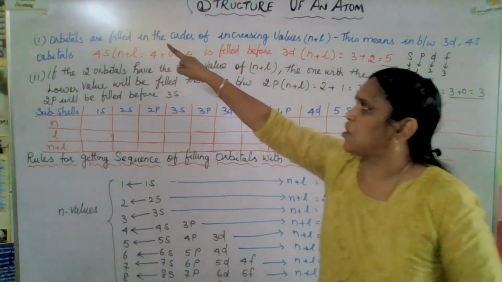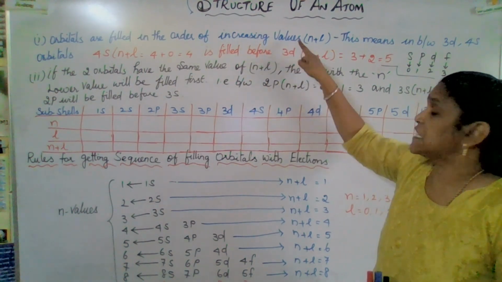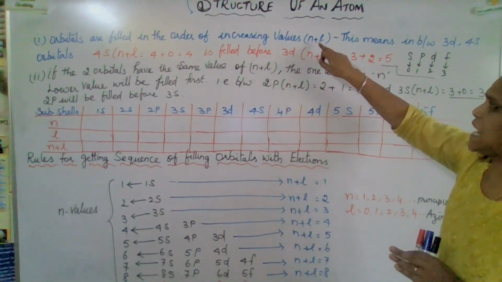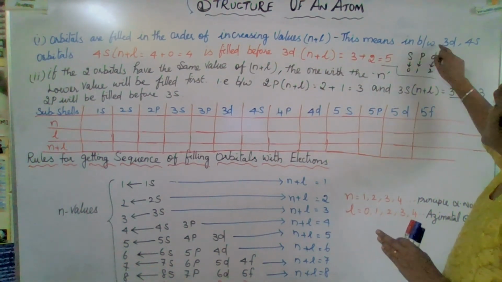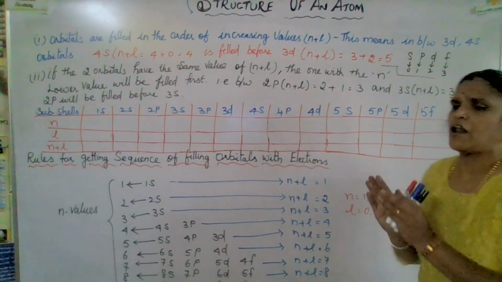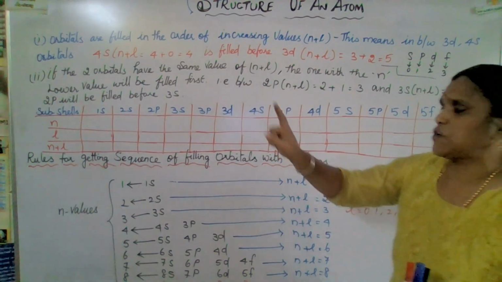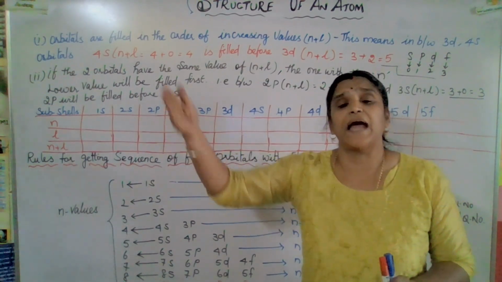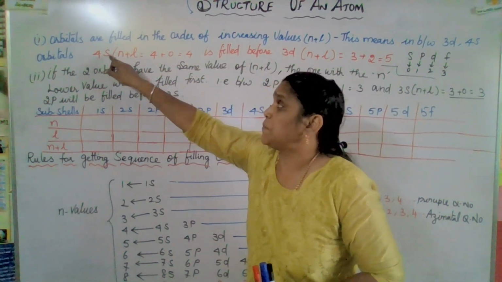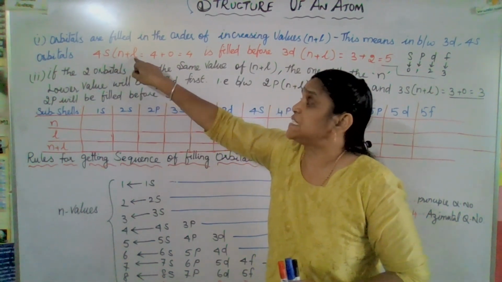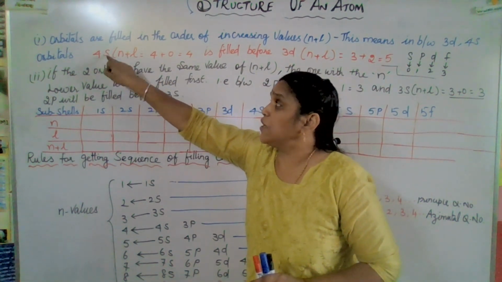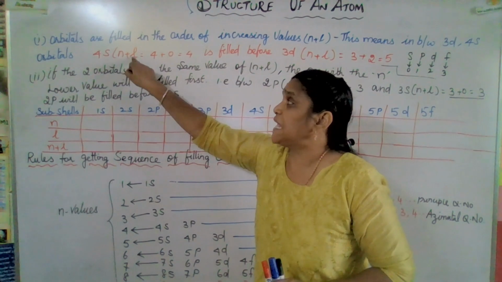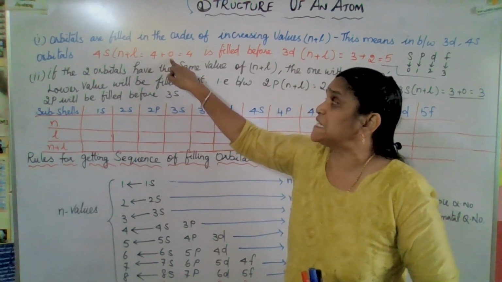Here, orbitals are filled in the order of increasing n plus L value. Yes, increasing value: s, p, d, f, right? Now this is n plus L. This means that in between the 3d and 4s orbitals, how do we fill them? First and foremost, it has to fill the s orbital, then p and d. So take the 4s orbital: 4 is n, s is L. For 4s, n plus L: the n value is 4 and the L value for s is 0.